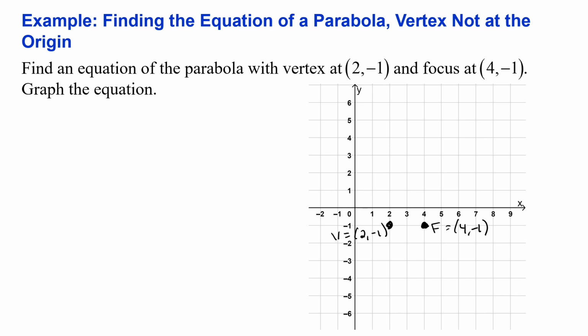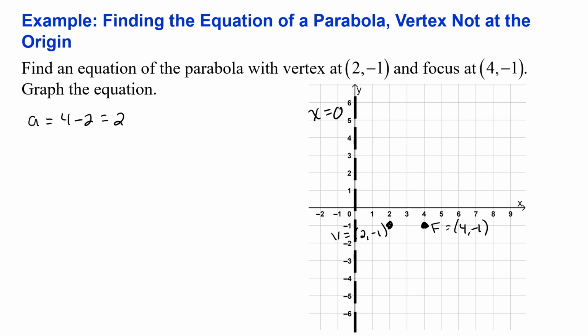Now the distance a from the vertex to the focus will be a equals 4 minus 2, which is 2. Since the vertex is midway between the focus and directrix, then we know that the vertical line that lies a equals 2 units to the left of the vertex will be the directrix. Therefore, x equals 0 is the equation of the directrix. Now let's find the equation of the parabola.